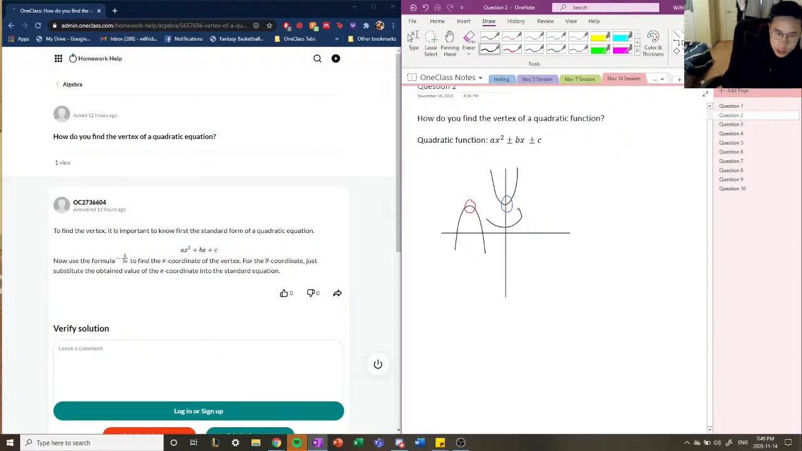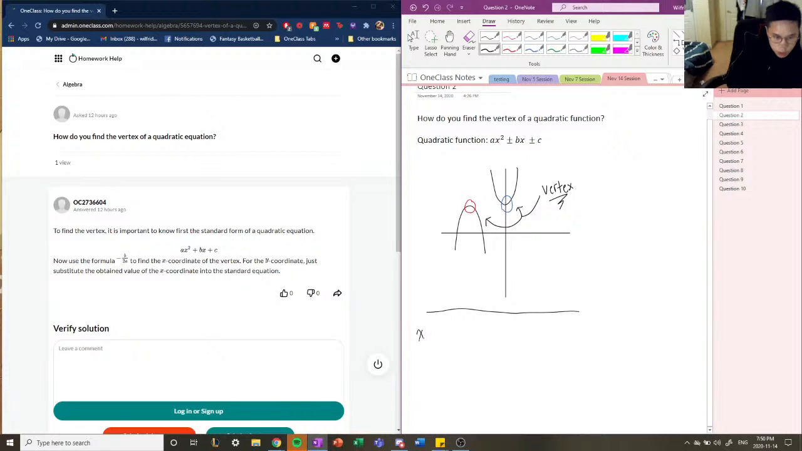So both this and this are vertices. I'm going to write vertex. So it can either be the max or the minimum, depending on the orientation of your parabola. Now, there are 2 ways to solve this question. For one, you can graph out your quadratic function and visually find your vertex, or you can use this very simple equation to find the x-coordinate of your vertex, and then you can find your y-coordinate.